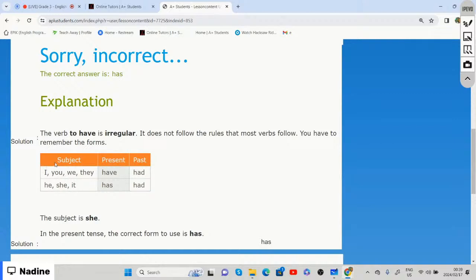But now, if we either make mention of the singular or the plural form of the subject in the past tense, then both the singular as well as the plural form of the subject will have the past tense had, right? So either I had, you had, we had, they had, or singular we say he had, she had, it had, right?